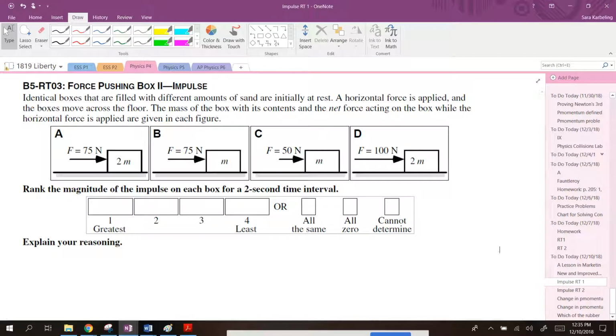Identical boxes filled with different amounts of sand. Oh, that's kind of not exciting. I'm going to put chocolate chips in mine instead. They are initially at rest. A horizontal force is applied and the boxes move across the floor. The mass of the box and its contents and the net force acting on the box while the horizontal force is applied are given. The question asks you to rank the magnitude of the impulse. We're not scared by that word anymore, right? Force times time, on each box for a 2-second time interval. Go ahead and do that.